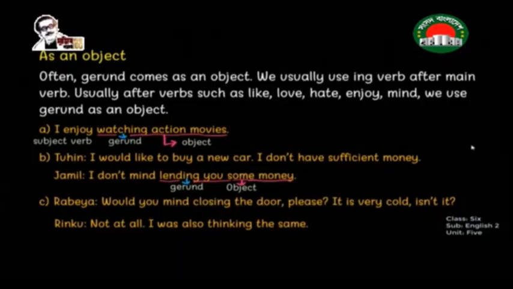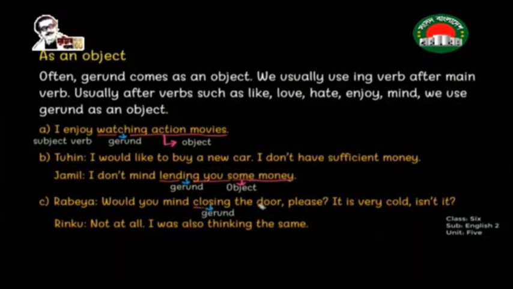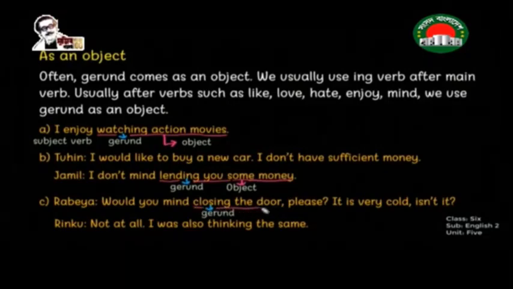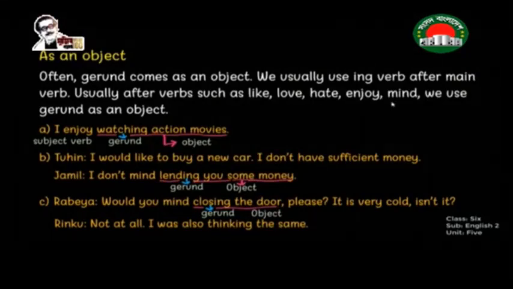So in the last example, we find closing is a gerund. So closing is here a gerund and starting with closing, this part, closing the door, is an object. Yes, closing the door is an object. So closing is similarly part of an object.